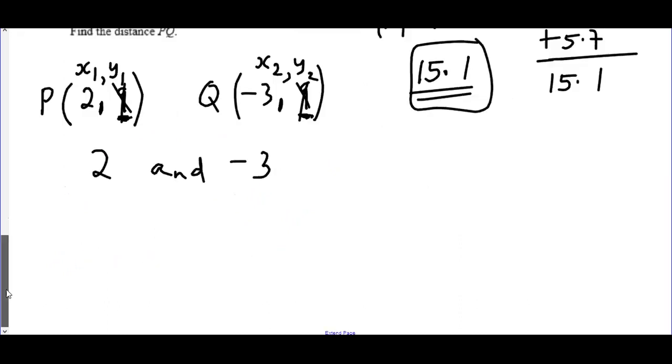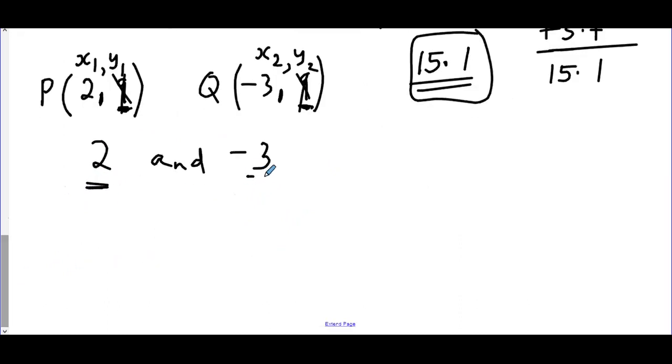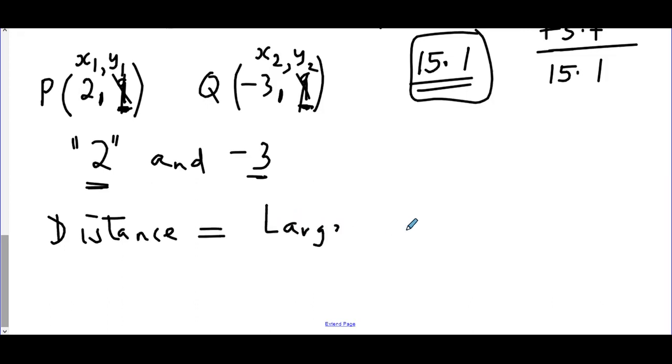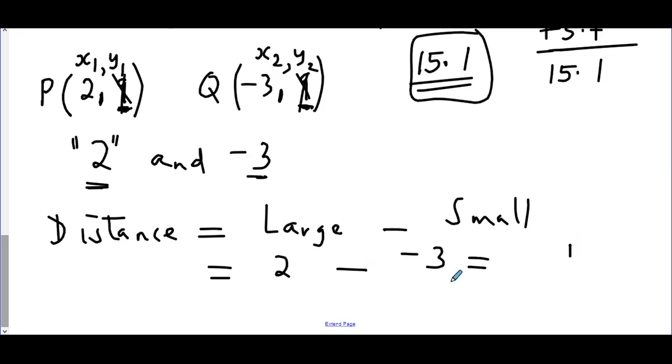2 and -3. Now, which number between 2 and -3 is bigger than the other? You find that 2 is bigger than -3. And therefore the distance will be the large number minus the small number. Here, the large number is 2 minus the small number, which is -3. Negative times negative is positive, so you end up getting 2 plus 3, and the answer becomes 5. This 5 is what we call the distance between P and Q.